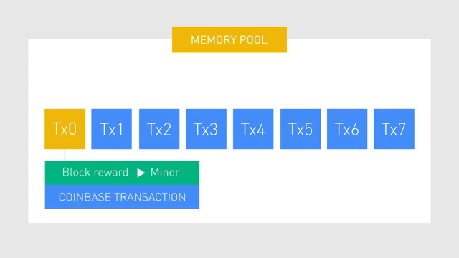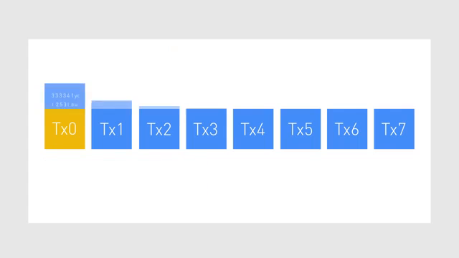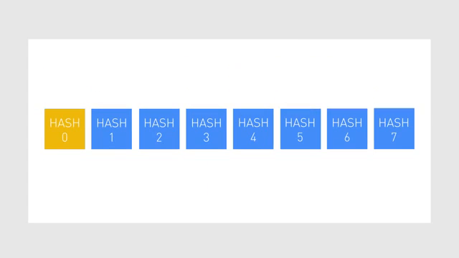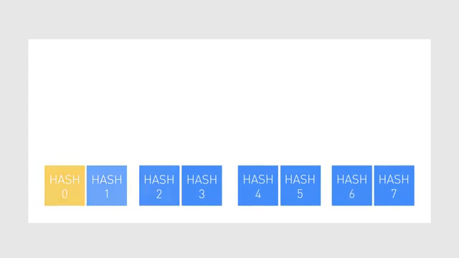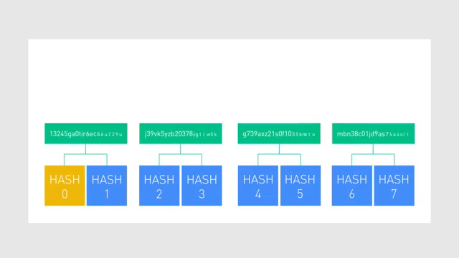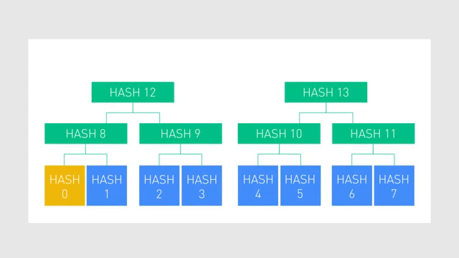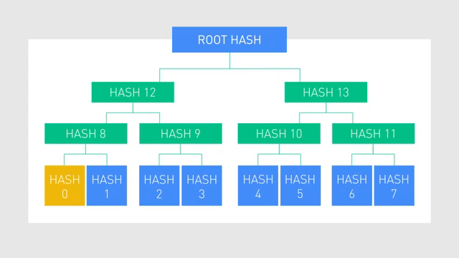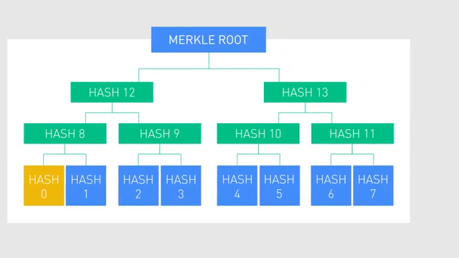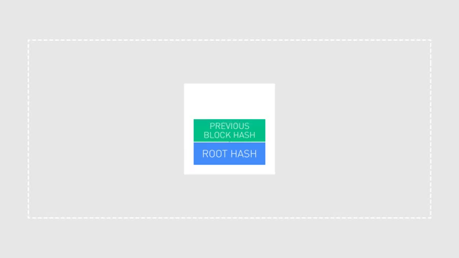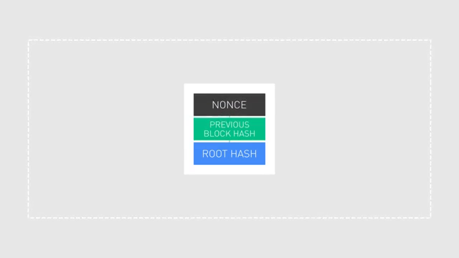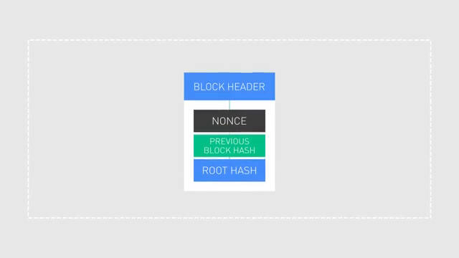It's a transaction where coins get created out of thin air, and in most cases is the first transaction in a new block. After every transaction is hashed, these hashes are then organized into something called a Merkle tree, or a hash tree, meaning that the hashes are organized into pairs and then hashed again until the top of the tree is reached, also called a root hash, or a Merkle root. The root hash, along with the hash from the previous block, and a random number called a nonce, is then placed into the block's header.